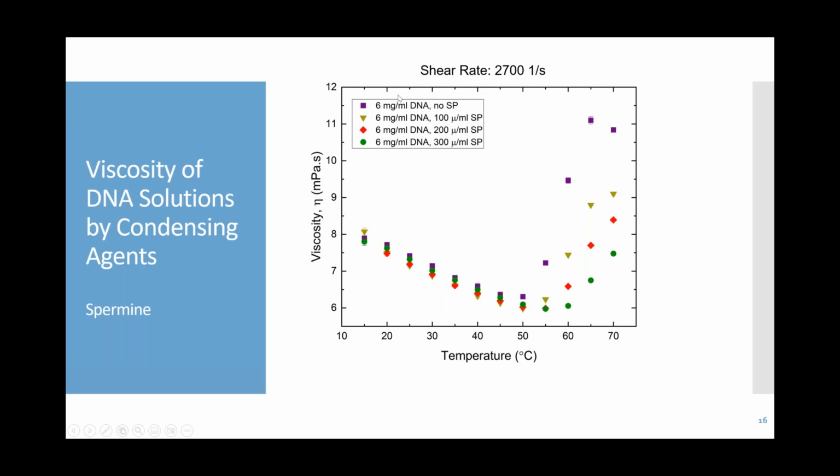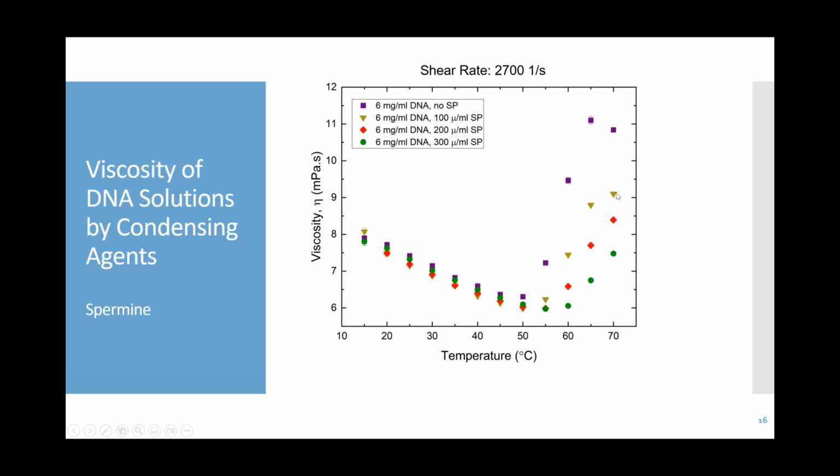This plot shows measured viscosities of aqueous 6 mg per ml DNA containing 100, 200, and 300 microgram per ml spermine over the extended temperature ranging from 15 to 70 degrees C in steps of 5 degrees C. It is evident from this plot that the addition of spermine decreased the viscosity. As seen, it is more pronounced after 50 degrees C. At this point, viscosity rises steeply to a maxima, followed by a gradual decrease.